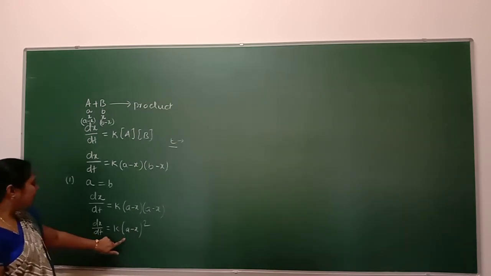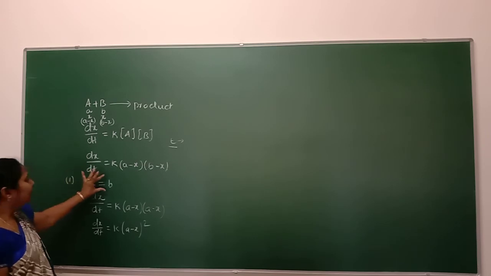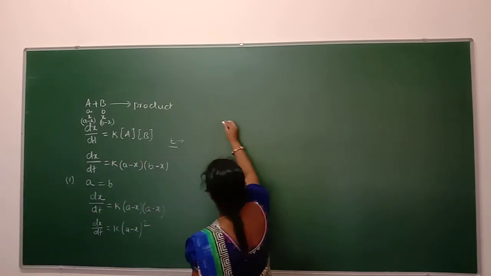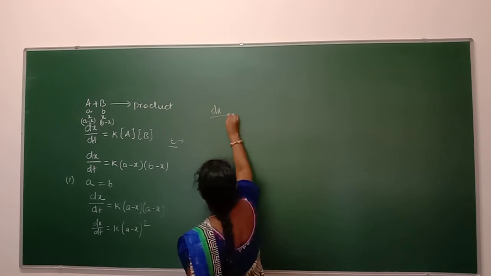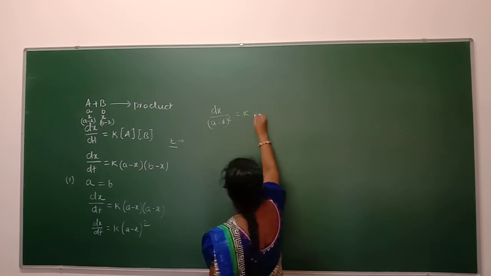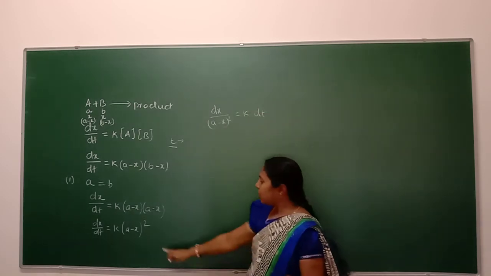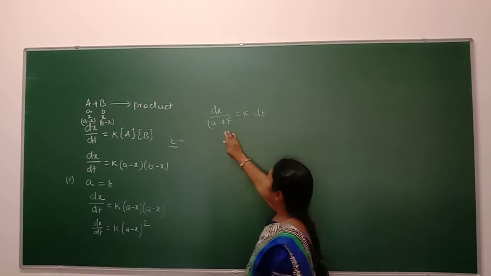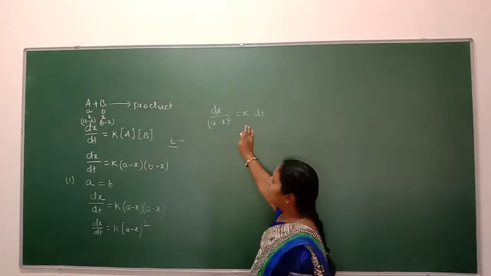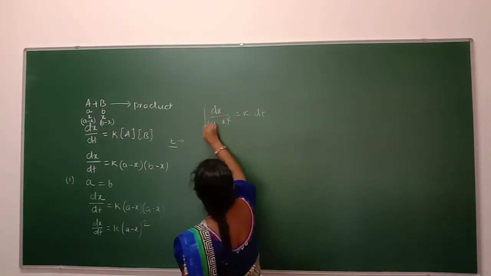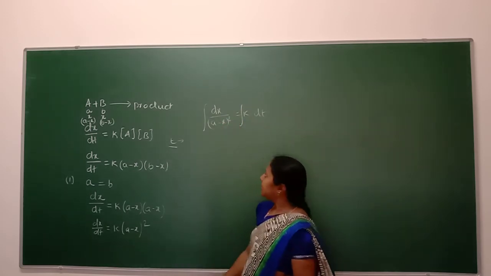So this equation is obtained when small a is equal to small b. We will rearrange this equation so that dx divided by (a minus x) whole square is equal to k into dt. On rearrangement of this equation, we get this equation. Now we have to apply integration on either side.